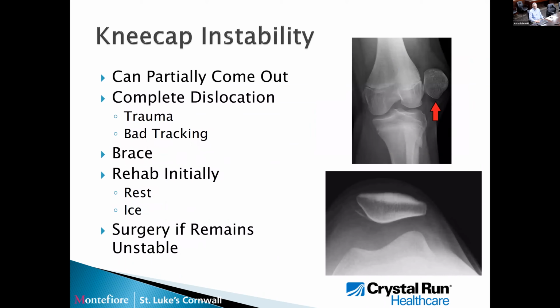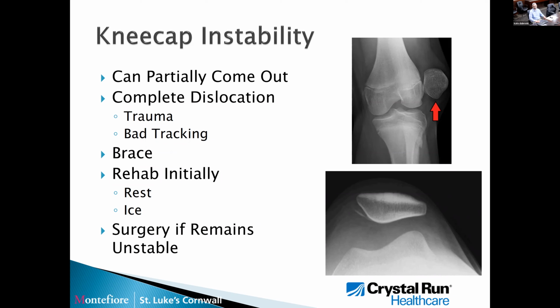So kneecap instability. This is what we call a spectrum of disease. The kneecap can either come partially out. If you look at the bottom picture there, the kneecap is not completely out. However, it is sitting off a little to the side. If you can see the contours of the bottom of the kneecap, which is on the top part of that picture, and the front of the thigh bone, which is on the bottom part of that picture, they don't quite match up. Normally, they're supposed to match up nicely. And then you can also have complete dislocations where the kneecap is completely out of place.